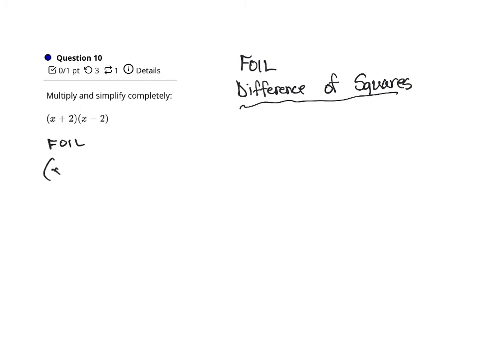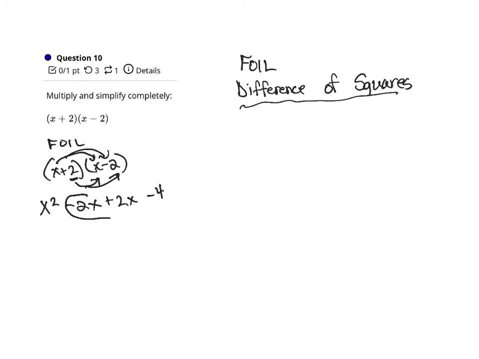We're going to do x plus 2 times x minus 2. So x times x is x squared. X times negative 2 is negative 2x. Then we're going to take the 2 and multiply times over here, so that's positive 2x. And then the 2 times negative 2 gives us negative 4.